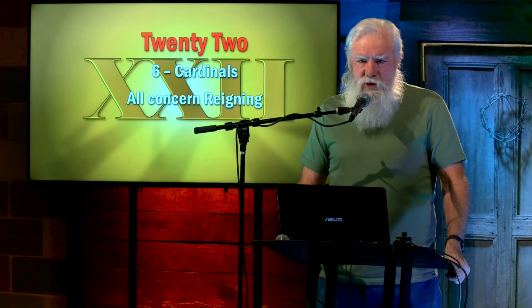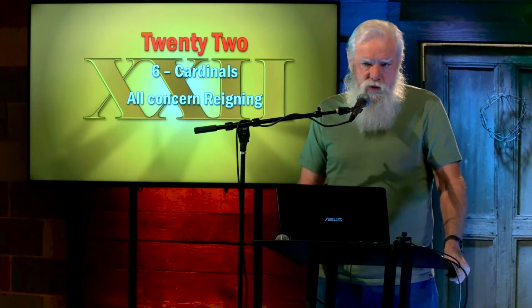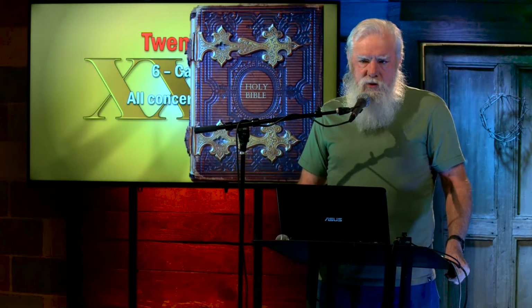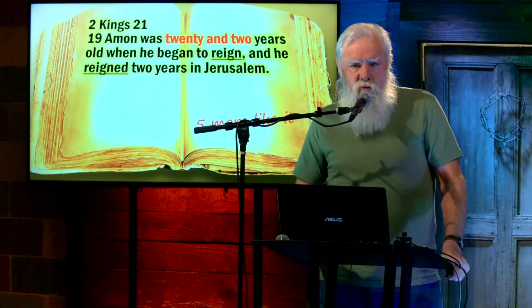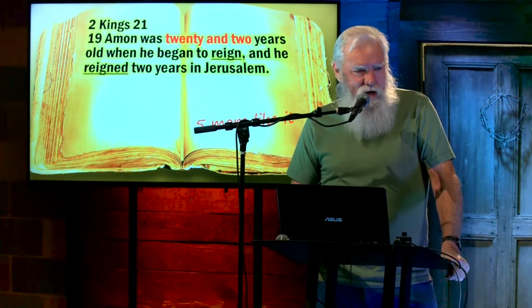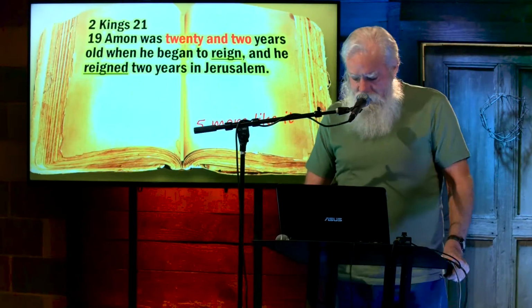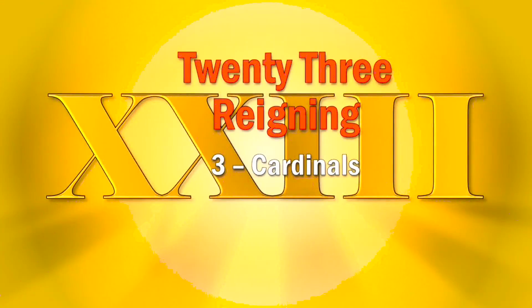And 22 has 6 cardinals, no ordinals, all concerning reigning as well. There's no use in going into those. We'll just show you one for an example. Amon was 22 years old when he began to reign, and he reigned 2 years in Jerusalem. Now that's pretty clearly about reigning, isn't it? Well, there's 5 more just like it, and that makes up the 6 that have to do with reigning. Then we come to the number 23. 3 cardinals, and it's also reigning, very clearly. I won't go into them. I'll let you do that if you want to study it.